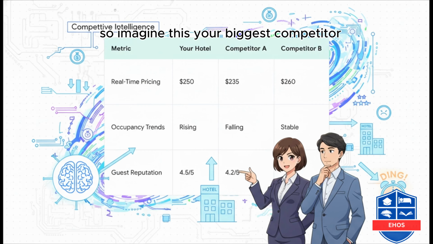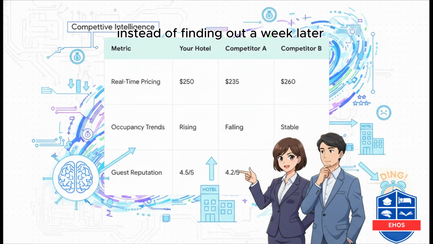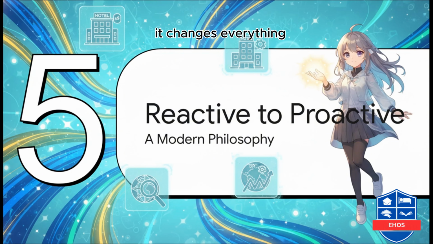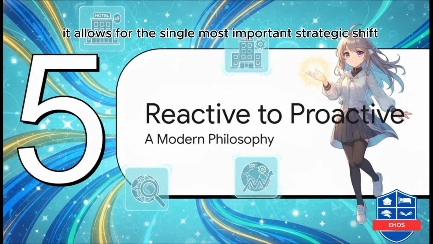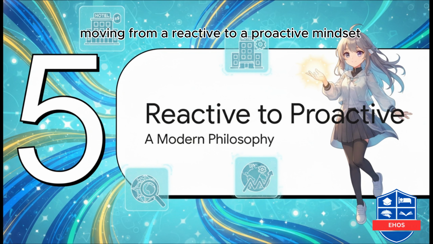So imagine this, your biggest competitor suddenly slashes their rates for a big holiday weekend. Instead of finding out a week later, you know instantly. And that means you can make a smart, data-driven decision, not just a panicked reaction. So you see, having this kind of real-time market visibility, it changes everything. It allows for the single most important strategic shift a modern hotel can make. And that's our final section, moving from a reactive to a proactive mindset.